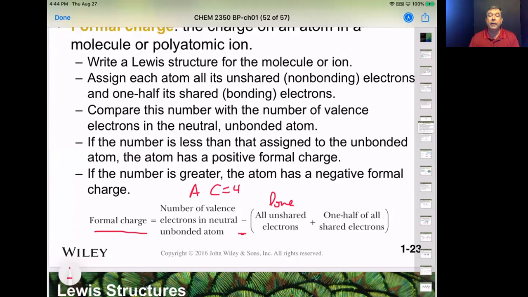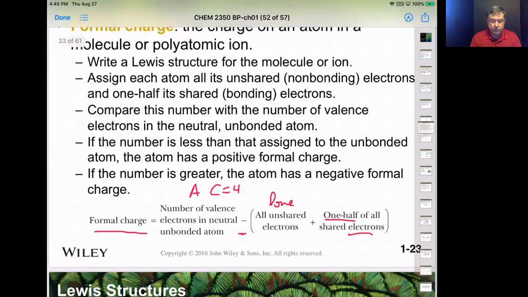Okay, so when we have things like fluorine or chlorine or oxygen, we're going to have lone pairs there, and we need to keep track of those. And then we have to do 1/2 of the shared electrons. Okay, why 1/2? Well, we're sharing that electron. It only has one of those electrons 100% of the time. It shares it the rest of the time. So we can only count half of a bond of those 2 electrons in a bond. So we call that the 1/2 of all shared electrons.